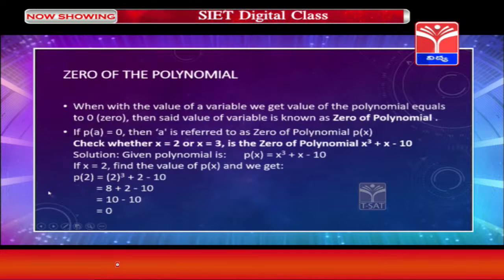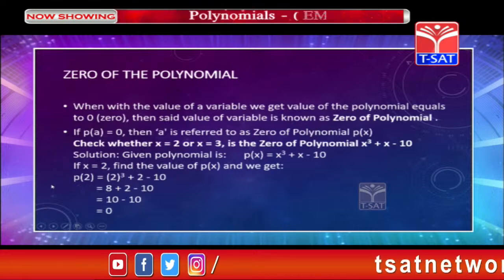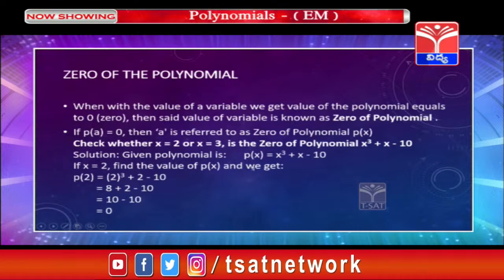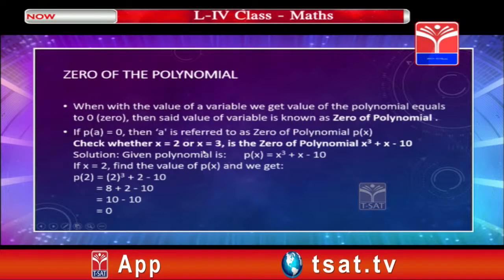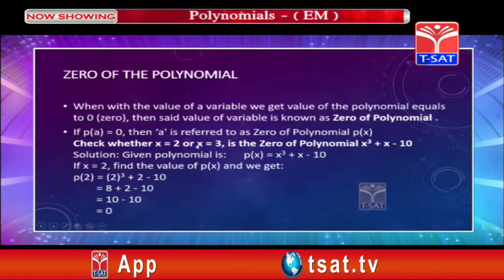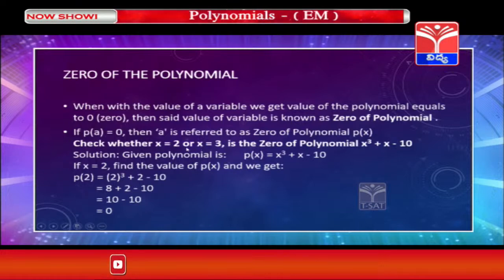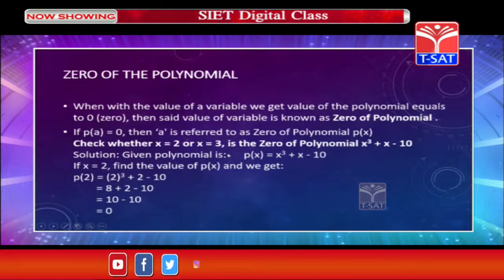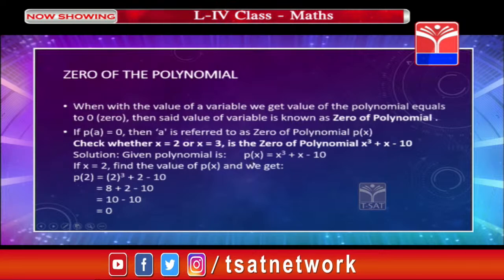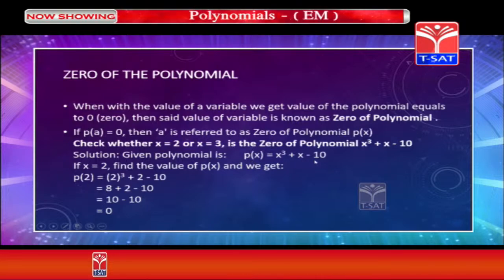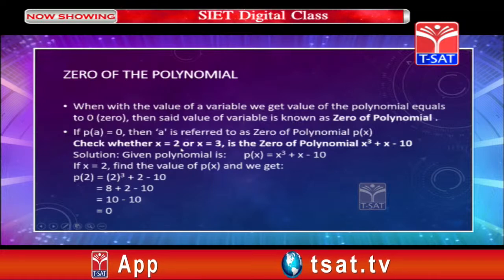So, we are going to check whether the given value is a zero of the given polynomial or not. Now let us take the polynomial x cube plus x minus 10. Verify whether x equal to 2 or x equal to 3 is a zero of the polynomial. So what is the given polynomial? P of x equals x cube plus x minus 10. So we will check whether x equal to 2 is a zero of the polynomial or not.